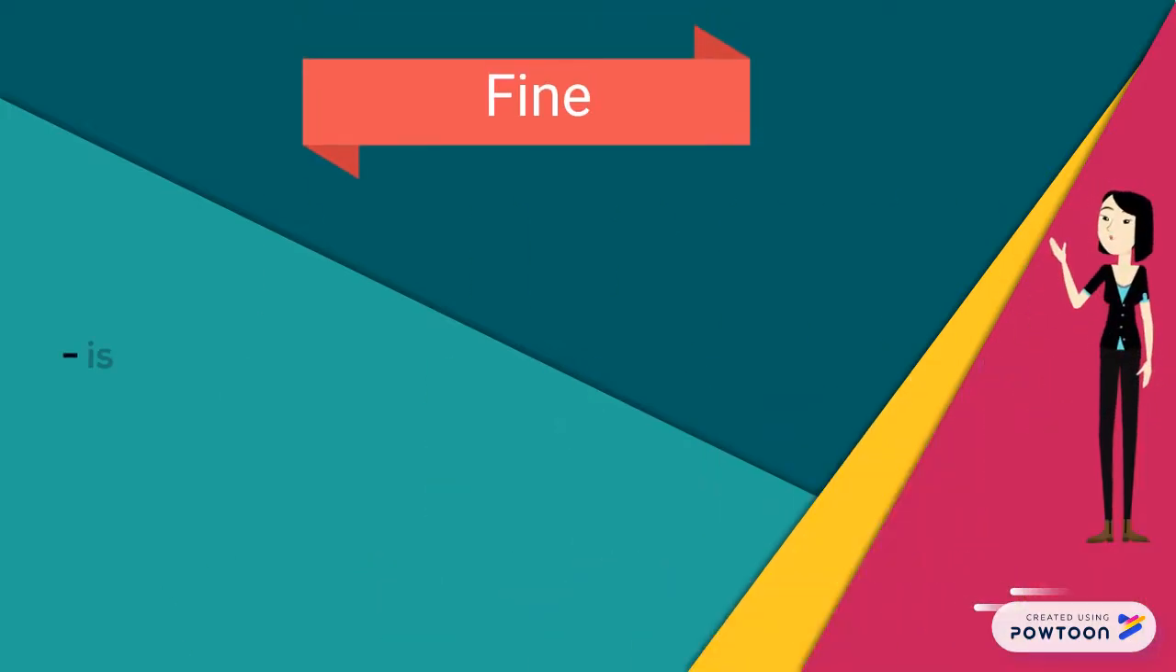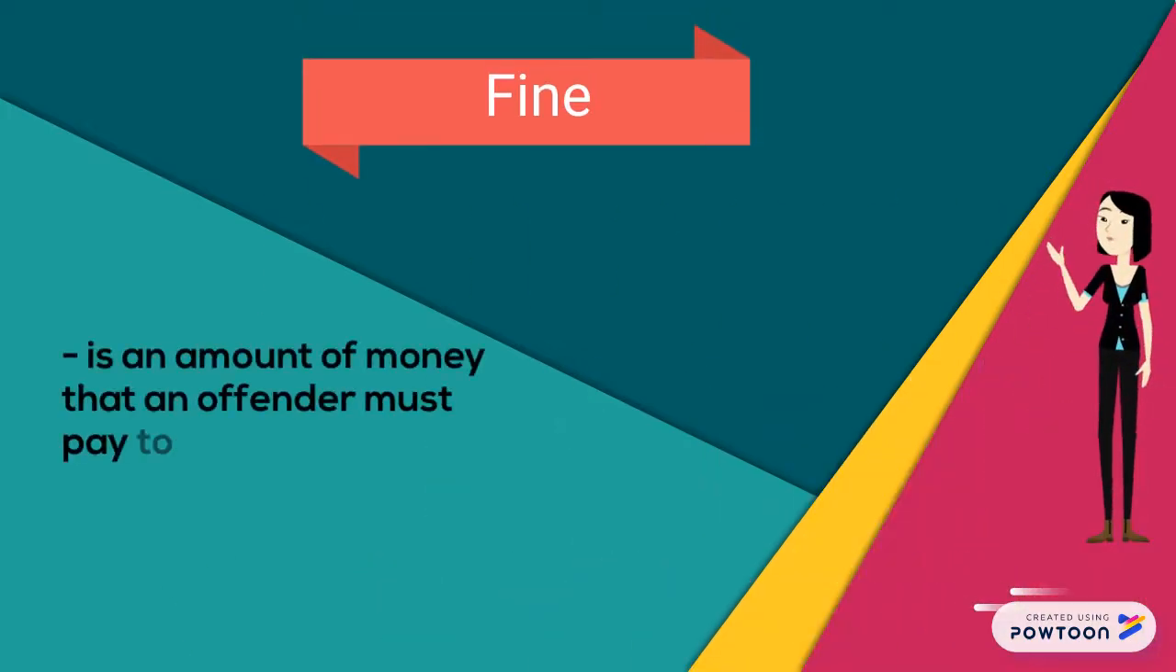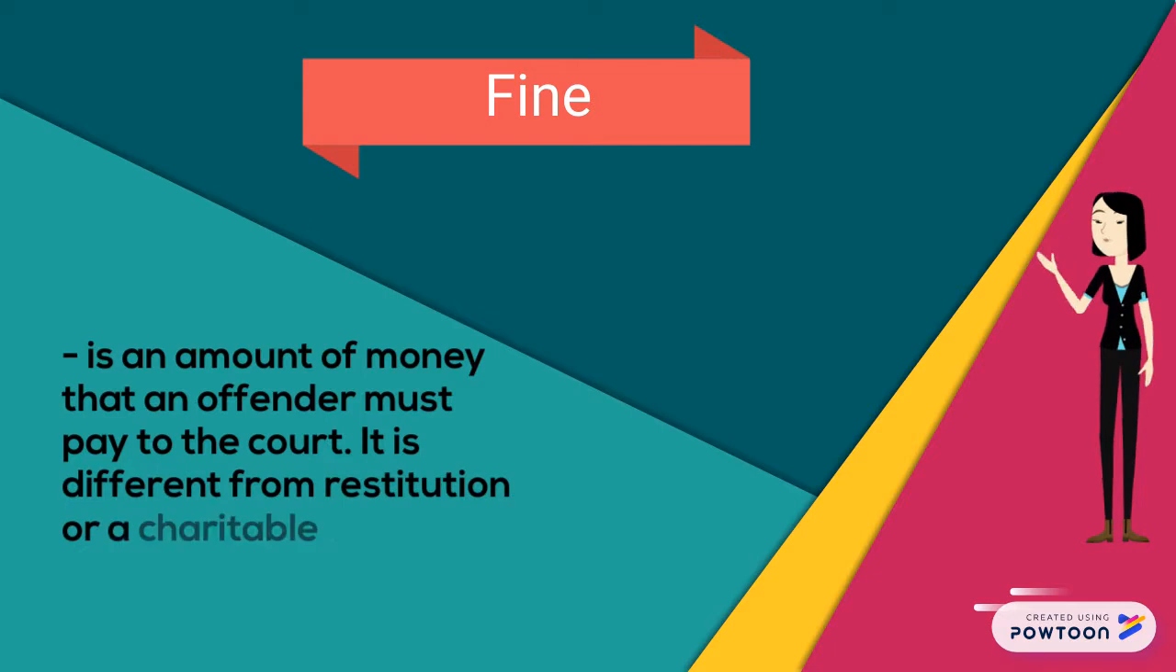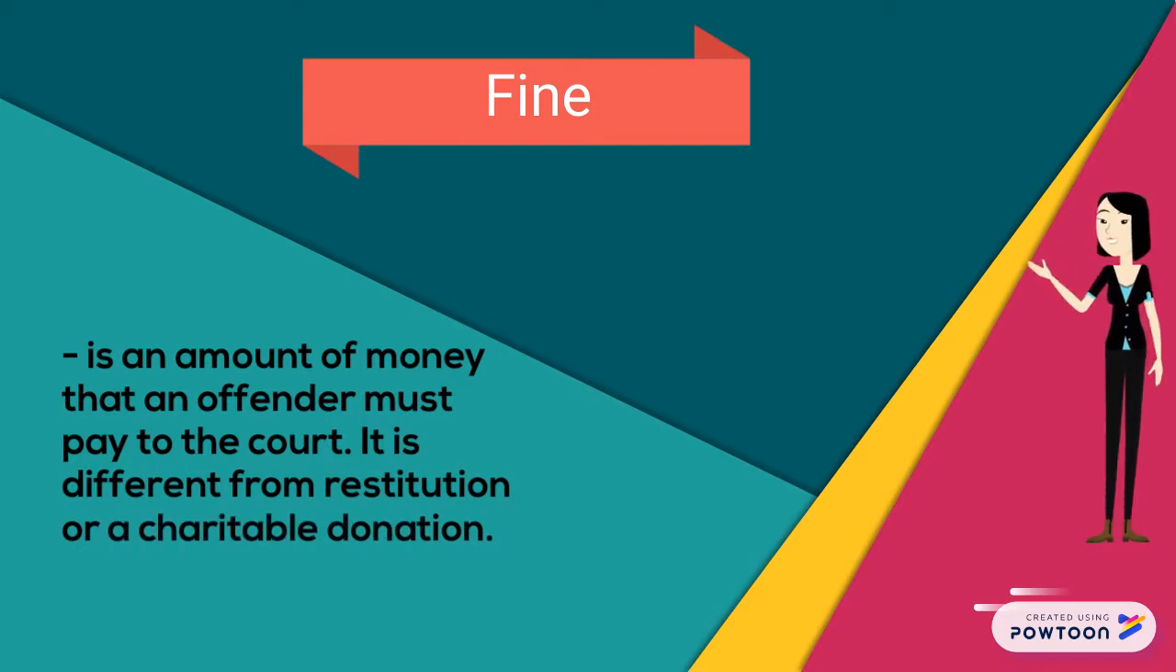A fine is an amount of money that an offender must pay to the court. It is different from restitution or a tradable donation. If an offender is given a fine, they will have a conviction registered against them and will have to apply for a pardon to have the fine removed from their record.